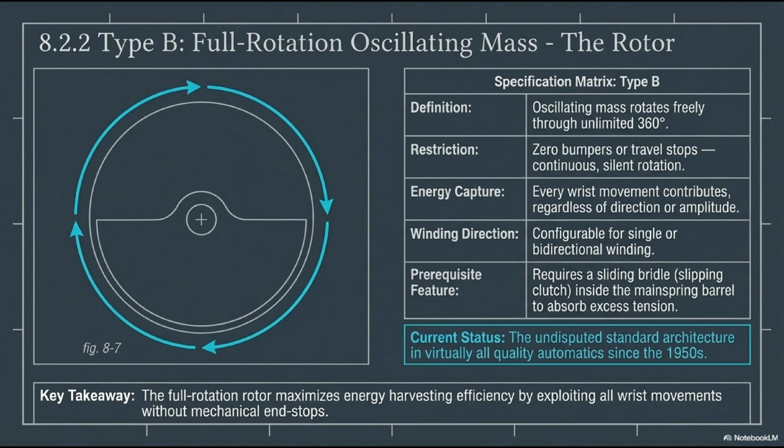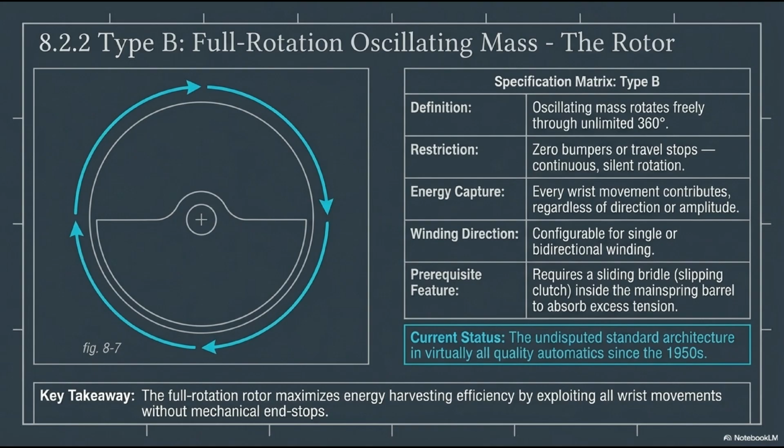The energy capture of the Type B system is vastly superior. Every single wrist movement, regardless of its direction or amplitude, contributes to spinning the rotor and generating power. Depending on the gear train design behind it, this rotor can be configured for either single direction or bidirectional winding.